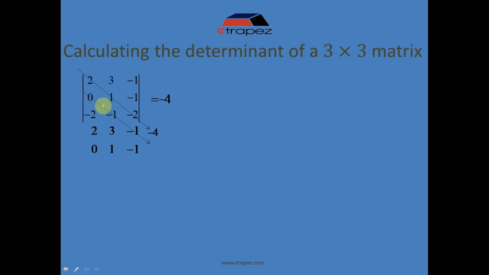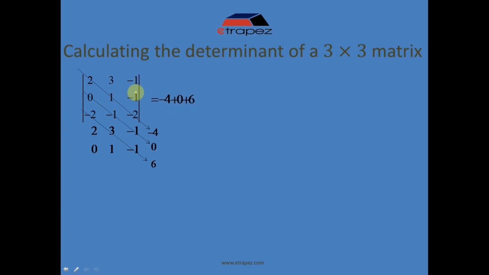Next, 0 times -1 is 0, and 0 times -1 is 0. We write the result here, 0. Next, -2 times 3 is -6, and times -1 is +6. We write the result here, +6.